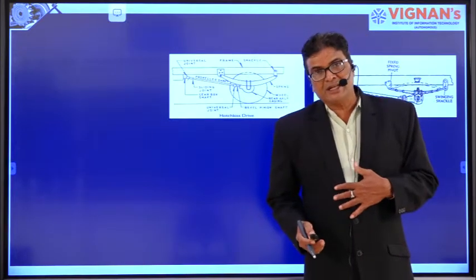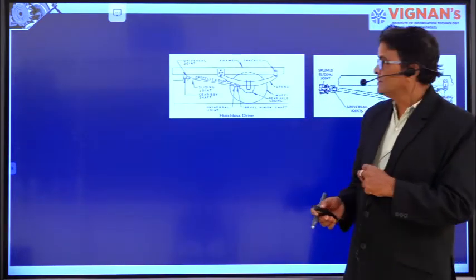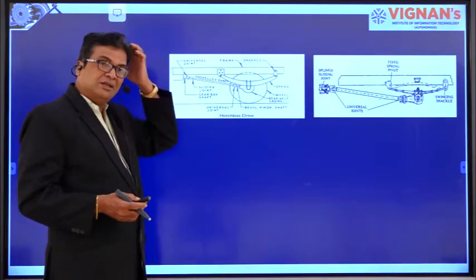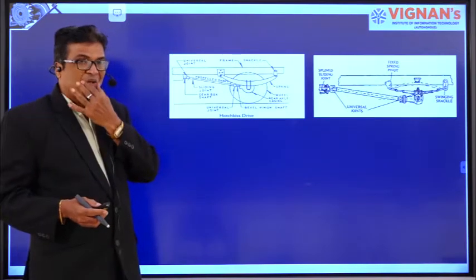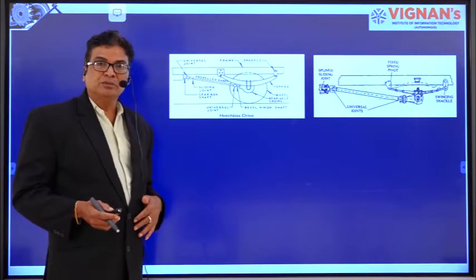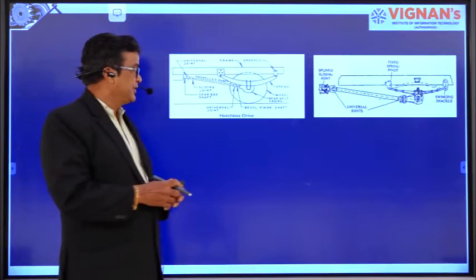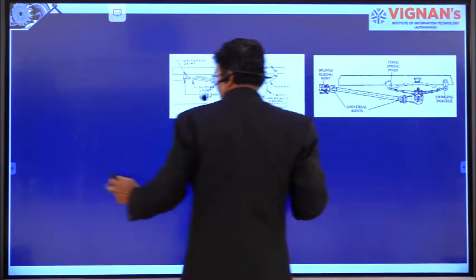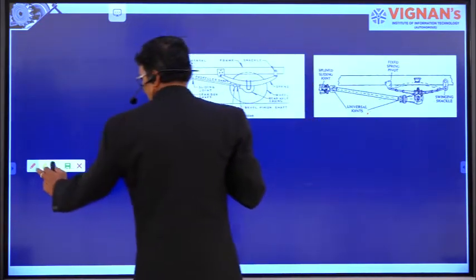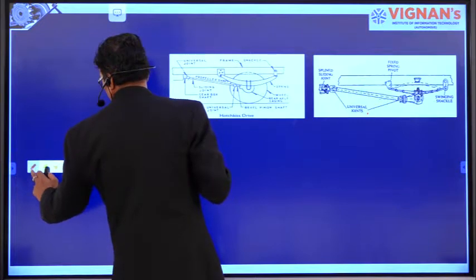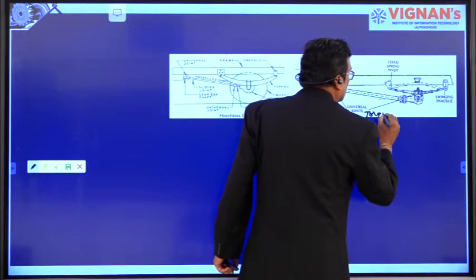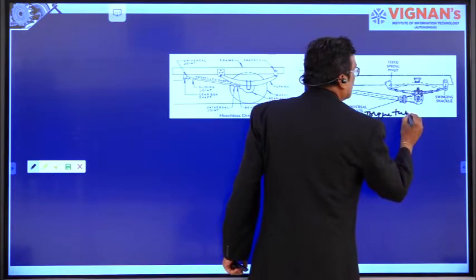The rear axle drives contain the propeller shaft, differential and universal joint. There are two types of rear axle drives. One is the Hotchkiss drive, another one is the torque tube drive. Hotchkiss drive and torque tube drive.